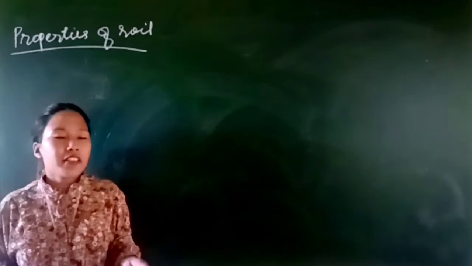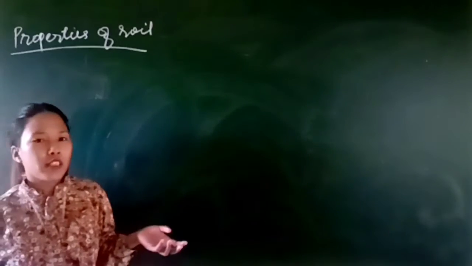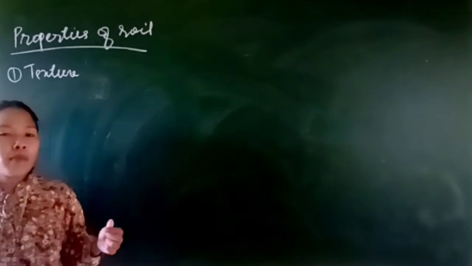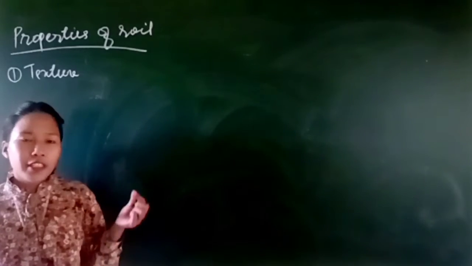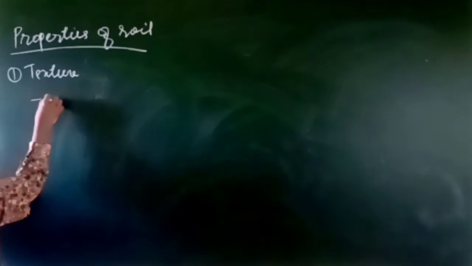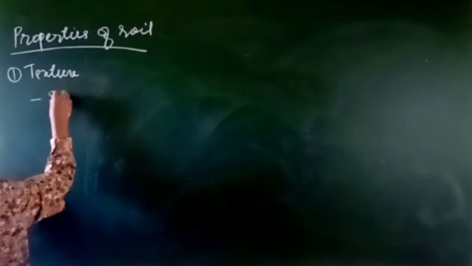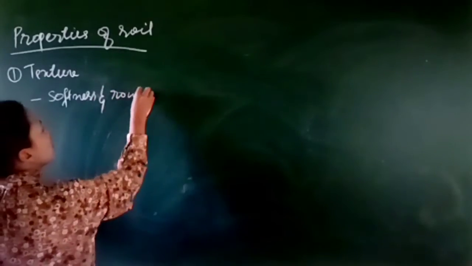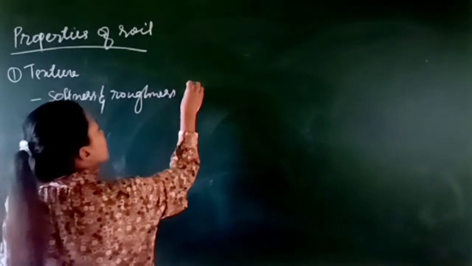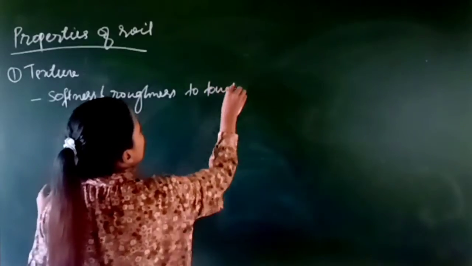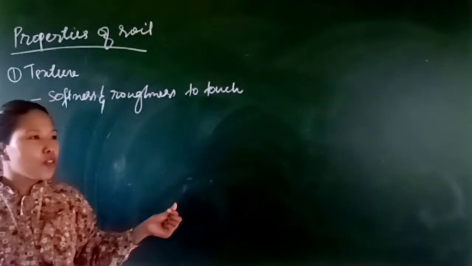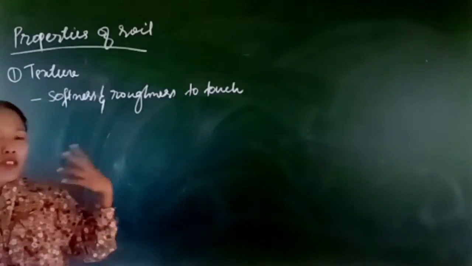Now, the different properties of soil. The first one is the texture of soil. We can feel the texture of soil by touching it with our fingers. Texture means the softness or roughness when we touch it. How do we find it? Is the soil smooth and soft, or is the soil very coarse and rough?